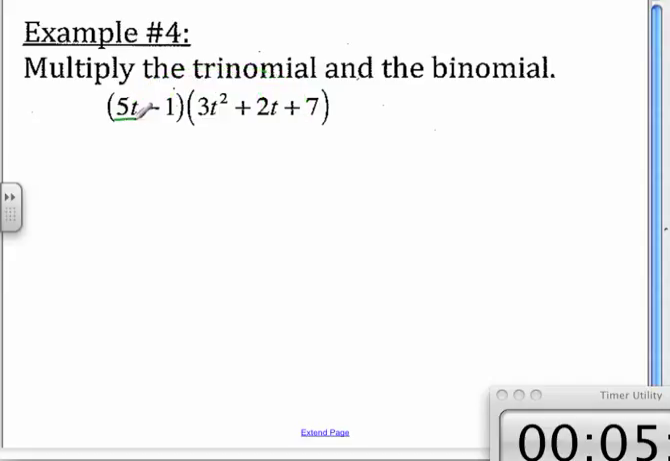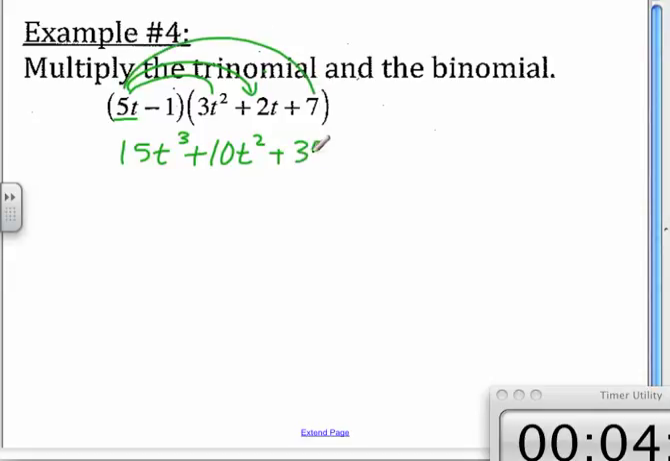I'm going to do 5t first. I'm going to do it times 3t squared. That's going to give me 15t cubed. T times t squared gives me t cubed. Okay. Then I'm going to do 5t times positive 2t gives me positive 10t squared. Easy enough. I'm almost done with 5t, but because this is a trinomial, I need to multiply that last one, so I'm going to get plus 35, and I just carry the t over.